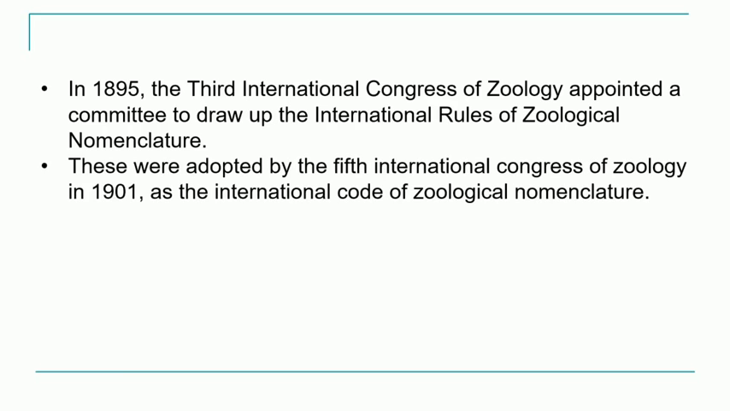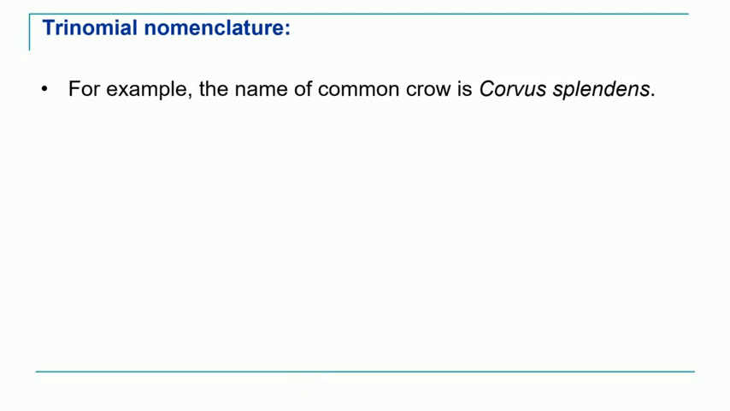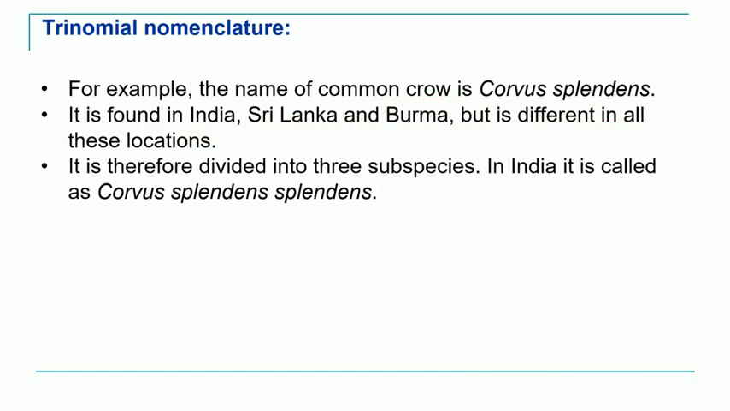We have already studied the IUCN, so I will not go into this. Let's take an example. Suppose the name of the common crow is Corvus splendens. This is a binomial name. If we have to write it in the trinomial system, now this species of crow is found in India, Sri Lanka and Burma, but in different locations you have different subspecies. Therefore, you should add the name of the subspecies.